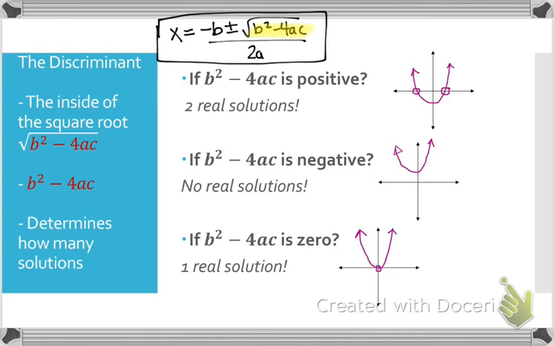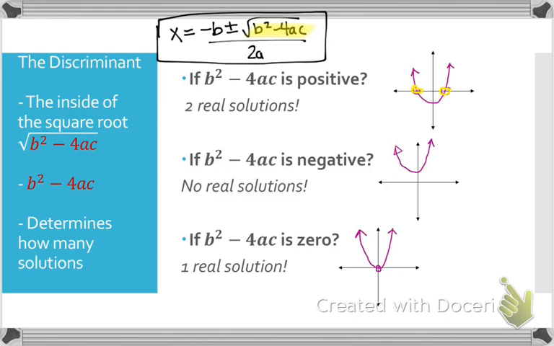Okay, now a couple interesting things. If we're just looking at the discriminant, if b squared minus 4ac is positive, then that means that we have two solutions. As you guys notice, we have this quadratic and we have two solutions. If b squared minus 4ac is negative, then we have no real solutions.